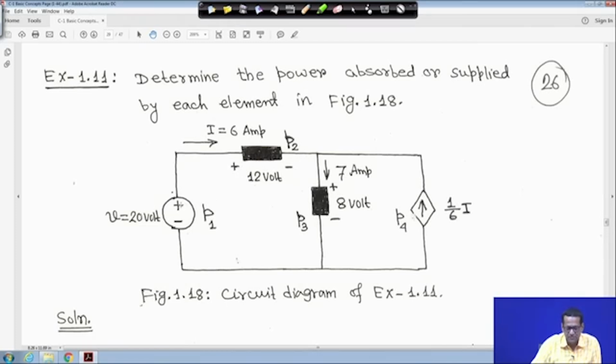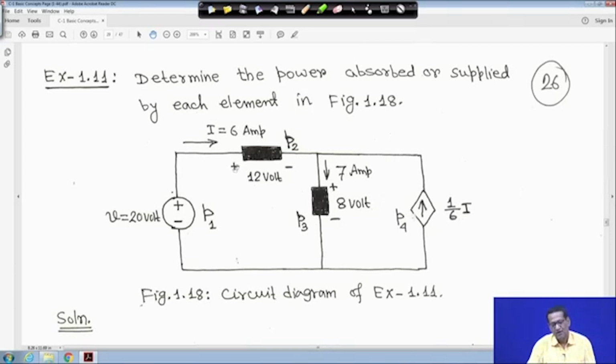Here also the voltage source polarity, plus minus, has been marked. Here also polarity plus minus has been marked, right, and the current is shown upward, and this current source is showing 1 upon 6 I. That means if I is equal to 6 ampere here, look, if you put I is equal to 6 here, it will actually be 1 ampere.